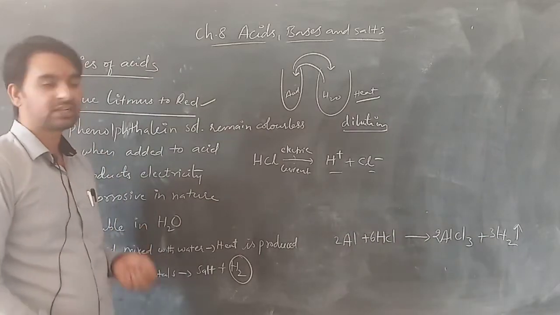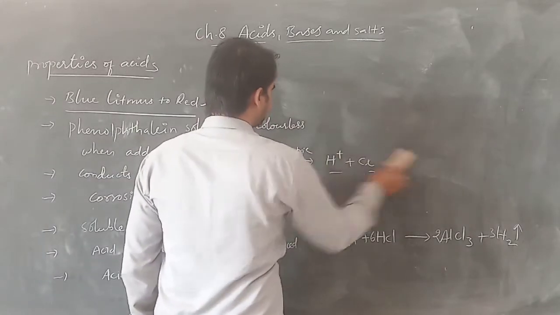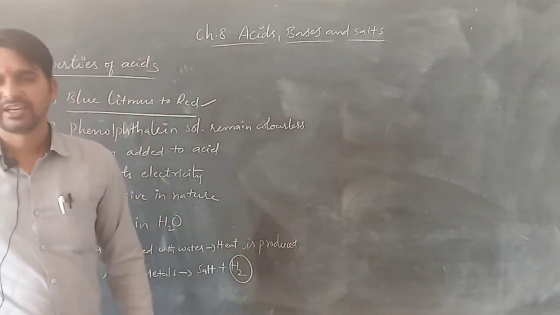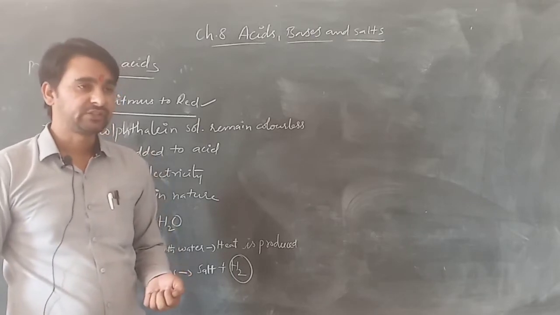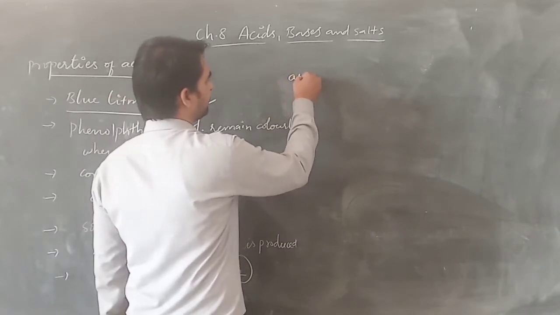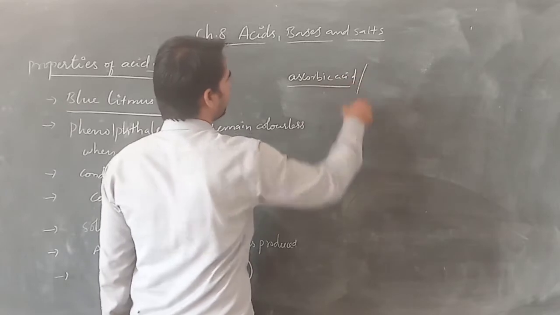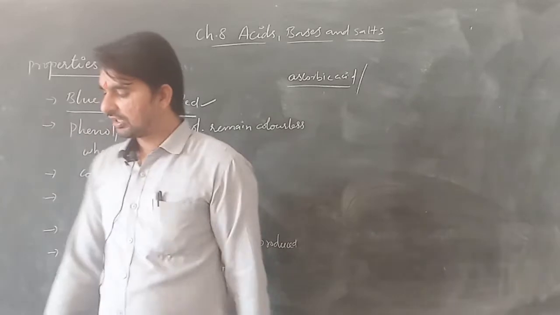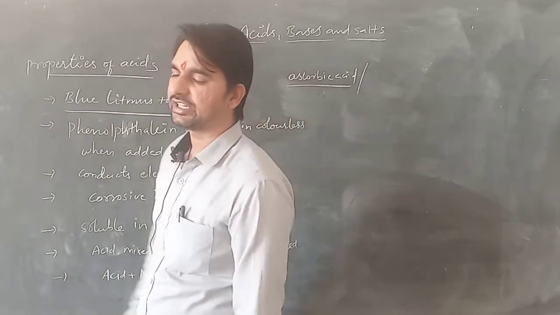Now let us see the uses of acids. That means what are the different uses of acid. As we all know, organic acids are found almost in everything. If I just talk about organic acids, there is ascorbic acid. Ascorbic acid is vitamin C. These acids are present in our citrus fruits, or citric acid is present in our citrus fruits.